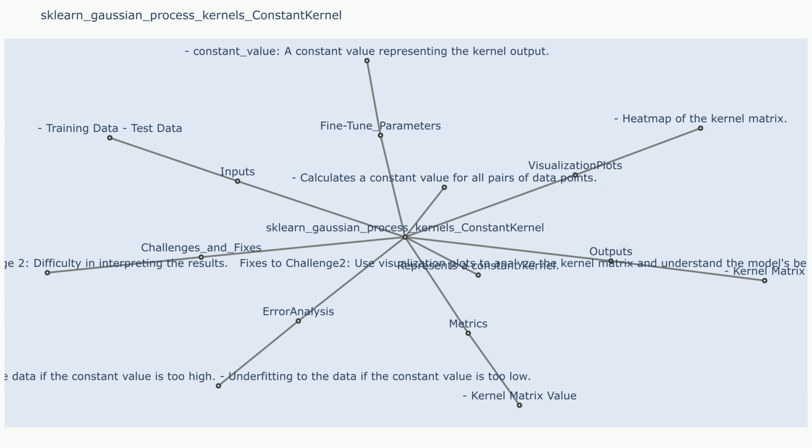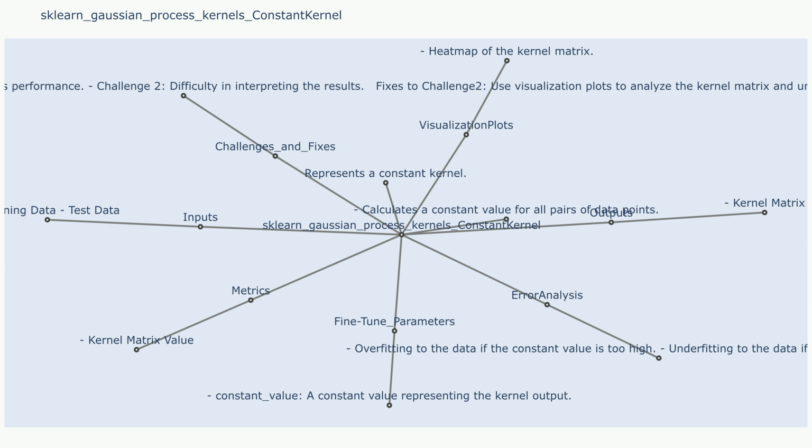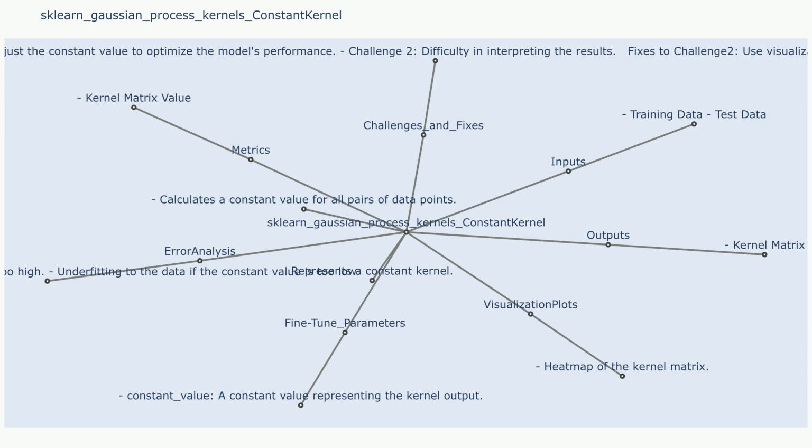Visualization plots. Scatter plot of the input data points colored by their target values. Heat map of the kernel matrix showing the similarity between data points. Fine-tune parameters. Constant value, a scalar value representing the constant value of the kernel. This parameter determines the overall scale of the kernel function.